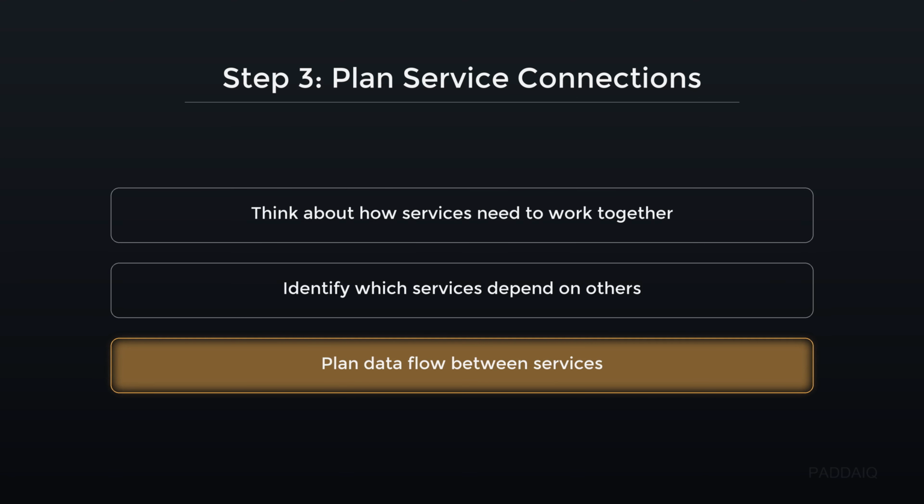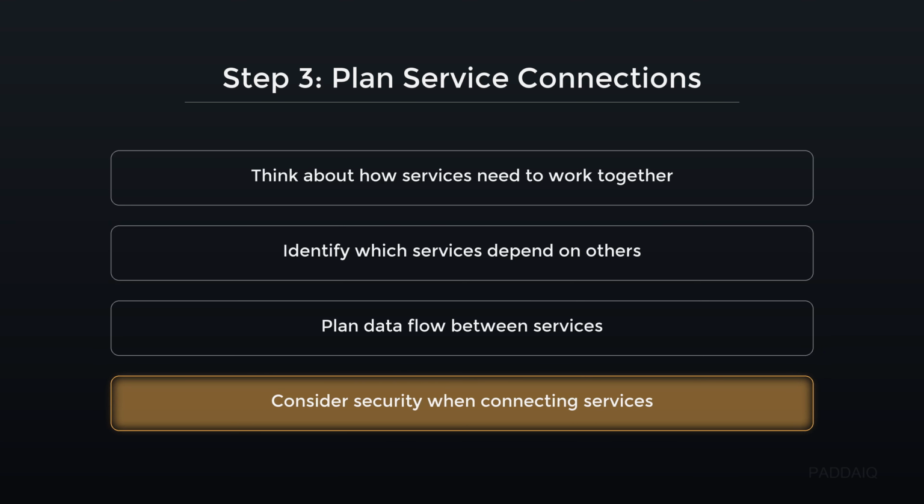Plan data flow between services. This means defining how your applications and services will share information. For example, a mobile app might send user data to the SAP HANA Cloud database for storage, and then the analytics service would read that data to create reports. A clear plan prevents errors and ensures all your services work together smoothly.